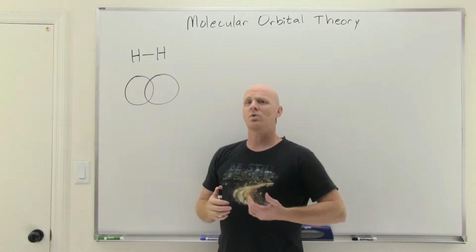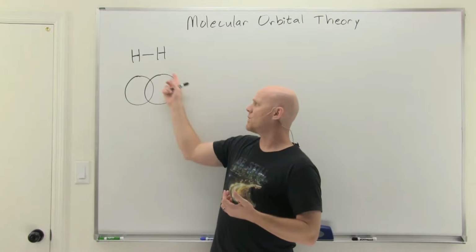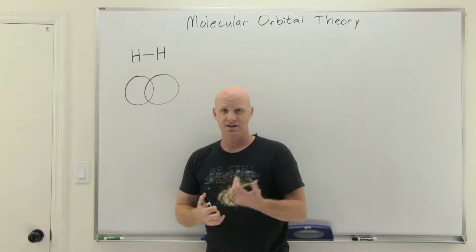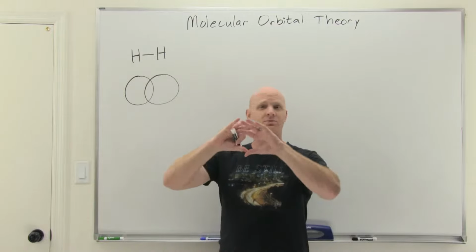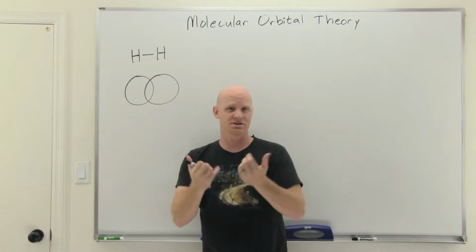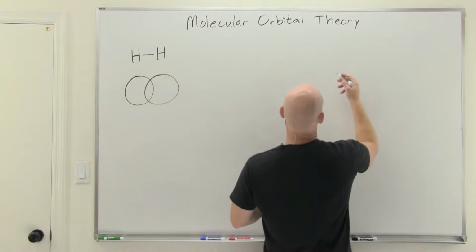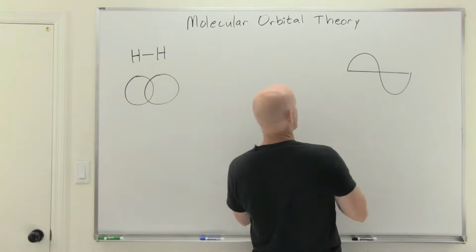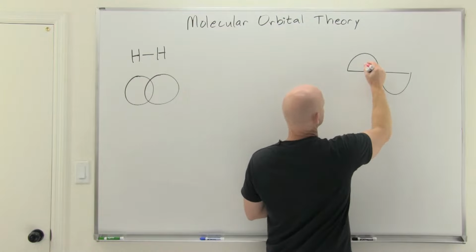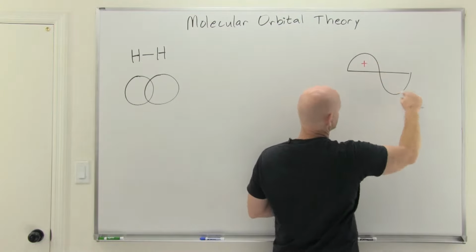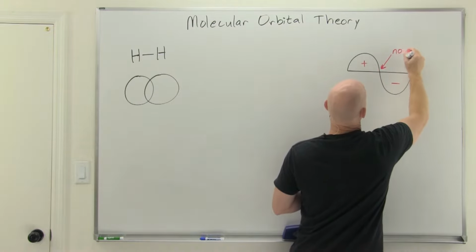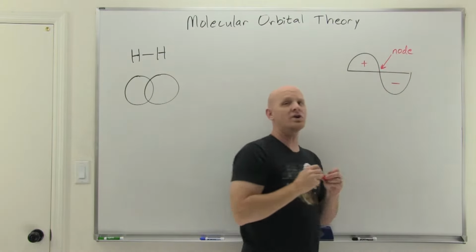Now, it turns out orbitals, again, are three-dimensional depictions of what we call wave functions. And these wave functions are just big three-dimensional math equations, if you will. Now, you've seen your sine function, and your sine function can have both positive and negative values. From 0 to pi, it takes on positive values. From pi to 2 pi, it takes on negative values. And right at pi, you have a value of 0, which we call a node.